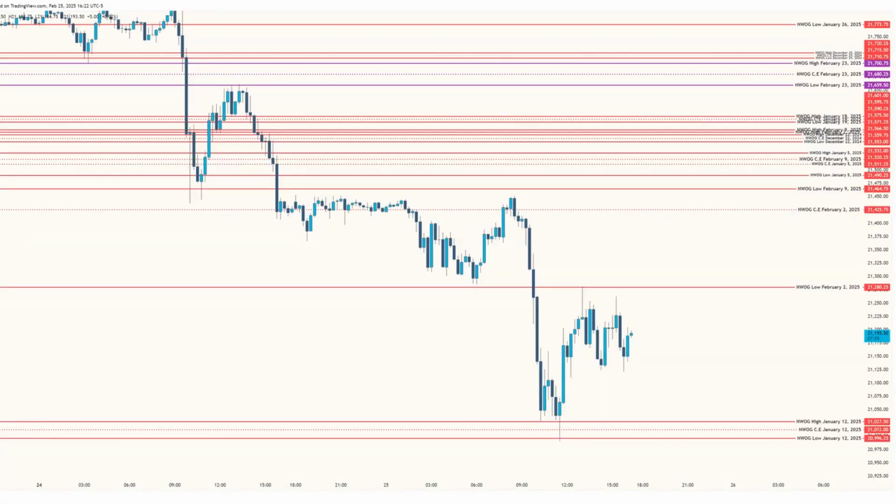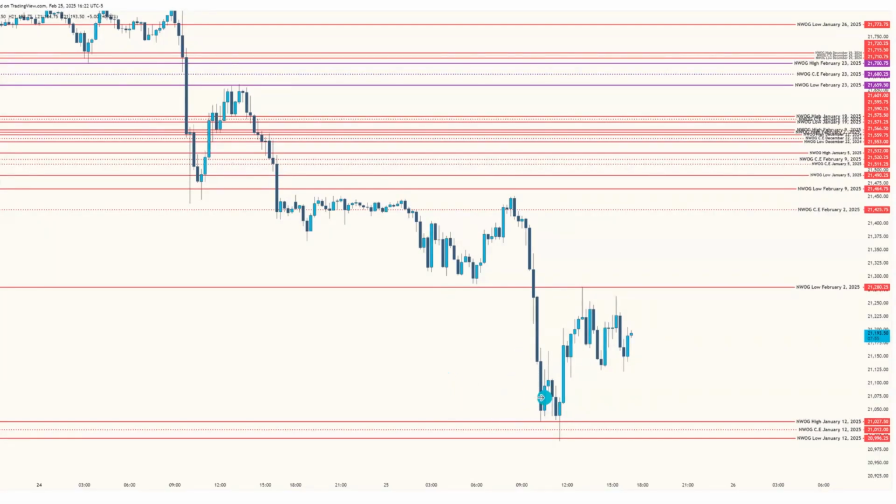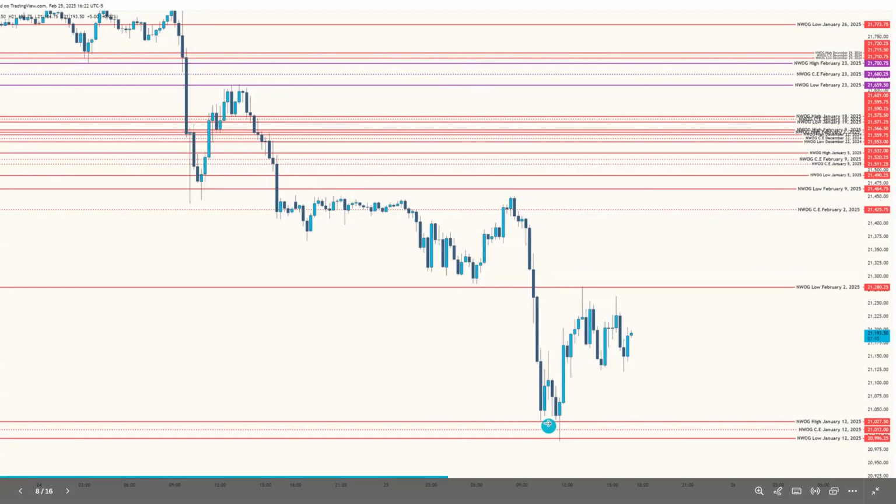We have to have a narrative or a framework of what we could be looking for. So we were framing the trade off of the new week opening gap from February 2nd. Notice how we hit the consequent encroachment of it, and then we expand lower. And again, see how we have this new week opening gap high from January 12th. We hit that, and that's where it ended up making the low for the day.